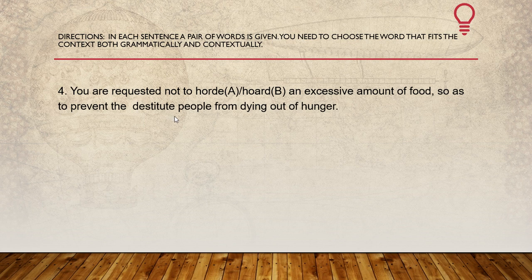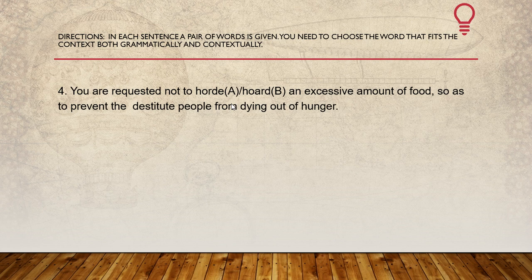So destitute, it actually means extremely poor and lacking the basic means to provide for oneself. Fine. That is, you can say poor, extremely poor, poverty stricken, pauperized, insolvent. This can be the synonyms of destitute. Now, the given question, what does it say? You are requested not to hoard. Now, what does hoard mean?